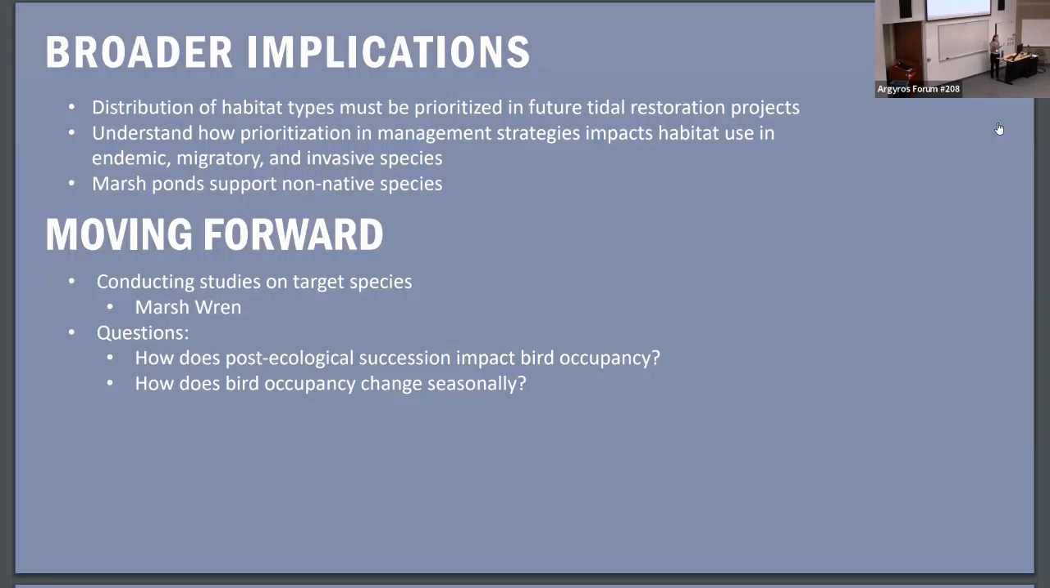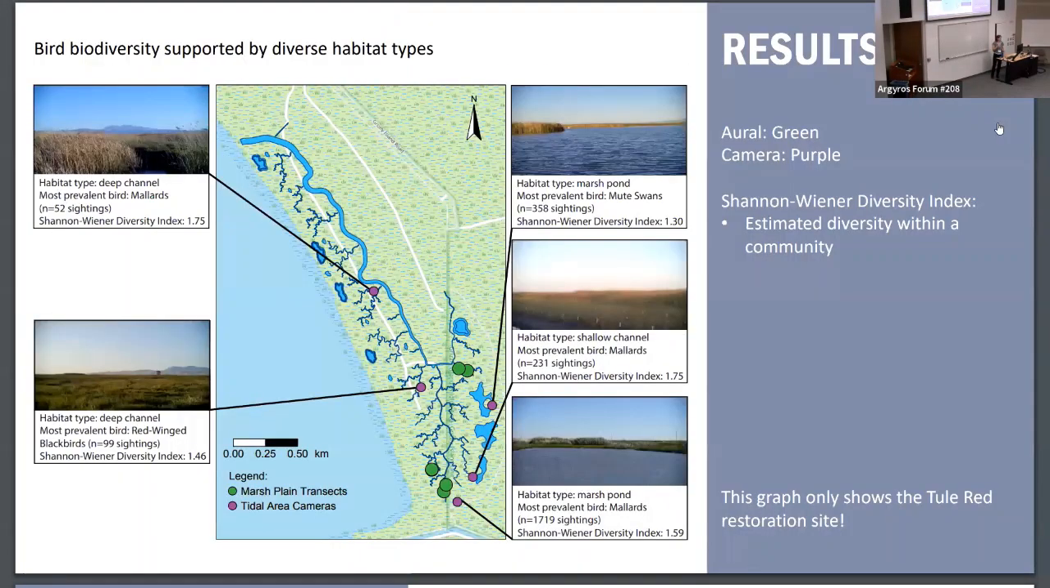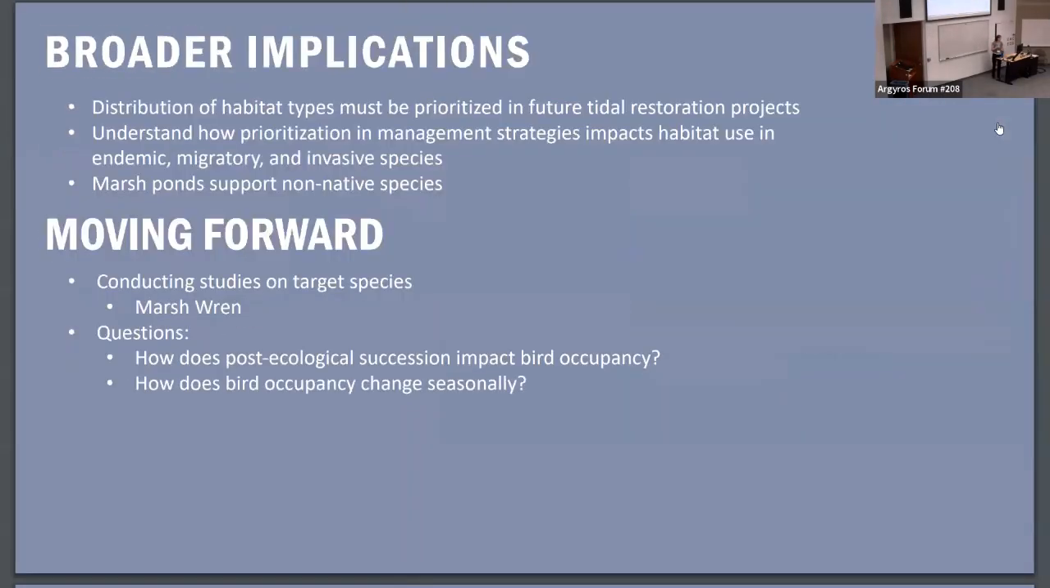And we have to understand how prioritization and management strategies have impacted habitat use in endemic, migratory, and invasive species. And marsh ponds actually support non-native species, because the mute swan that we saw a couple of slides back is actually an invasive species, but it has a significantly high amount of sightings at 358. So, pretty gnarly stuff. They also have no natural predators. They're just massive. You don't want to mess with one.